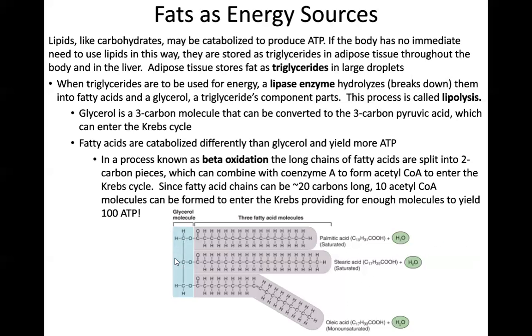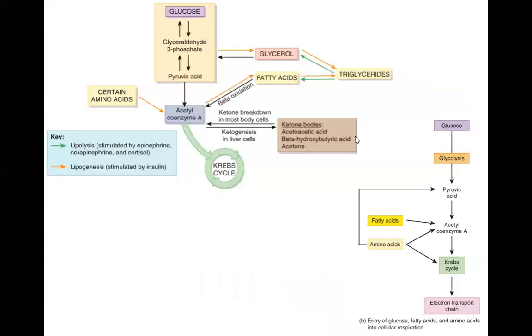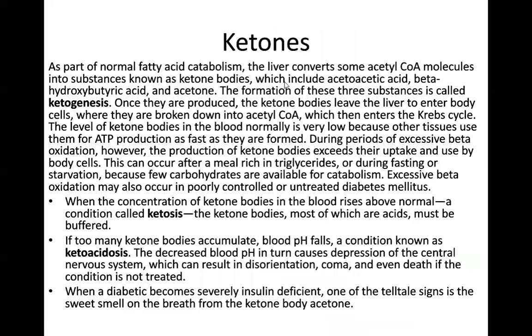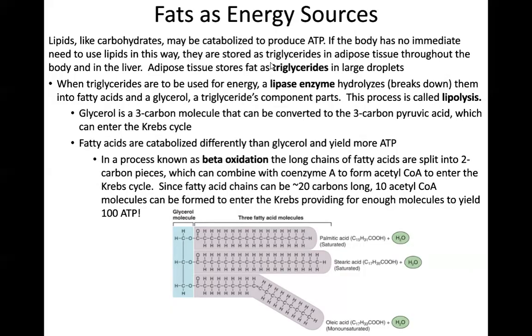The glycerol is pretty darn similar to pyruvic acid. Glycerol is 3 carbons, so is pyruvic acid. So we can take that glycerol and basically convert it to pyruvic acid and then enter it into the Krebs cycle once we've converted it to acetyl-CoA. It's not going to provide nearly as much energy as what we get from those fatty acid tails. Those fatty acids are catabolized differently.